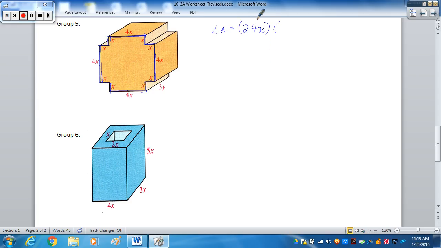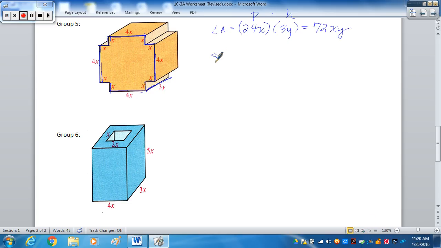And I want to multiply it by my height, so P times H, okay? Now my height, again, is my distance between the two bases, so 3y is my height. Now you may be thinking to yourself, I can't combine those, they're not like terms. Well, remember, you can multiply unlike terms, you just can't add or subtract them. So if we take 3 times 24, that's 72. XY would be your lateral area, okay?